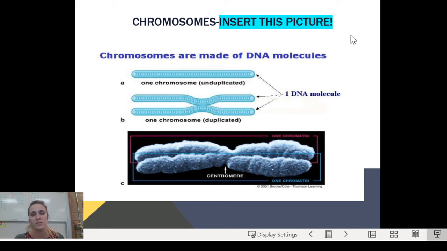This is just another picture. Go ahead and pause and insert this picture also. It gives you a good representation. Here's one blue chromatid and the red chromatid over on the other side, and then the centromere in the middle. This is a really good picture, so go ahead and pause, take a snippet, and insert into your notes.